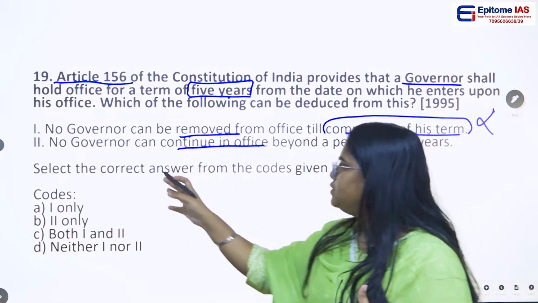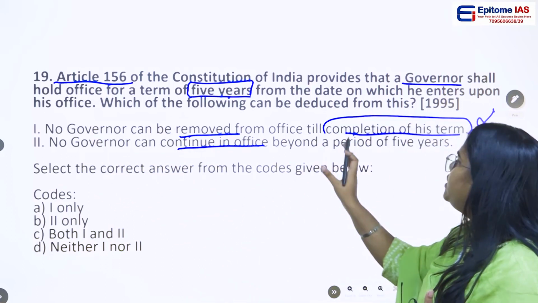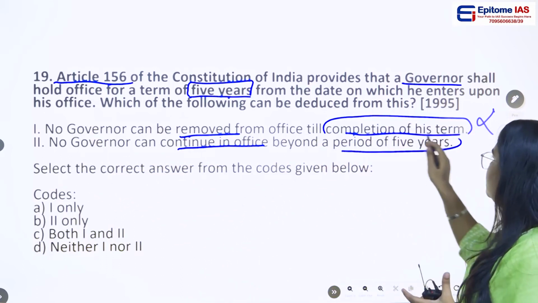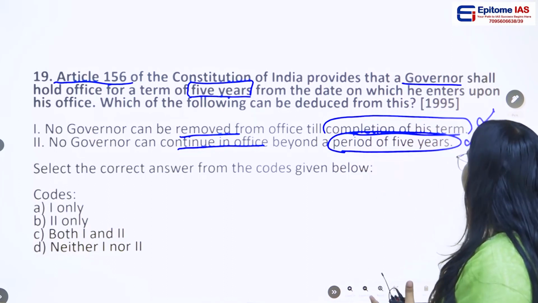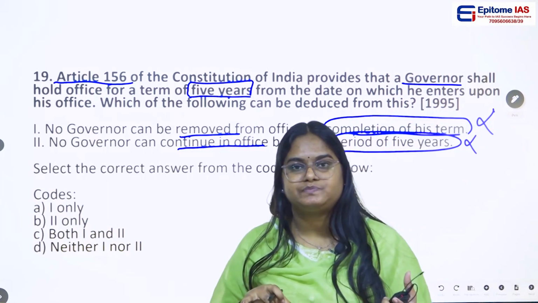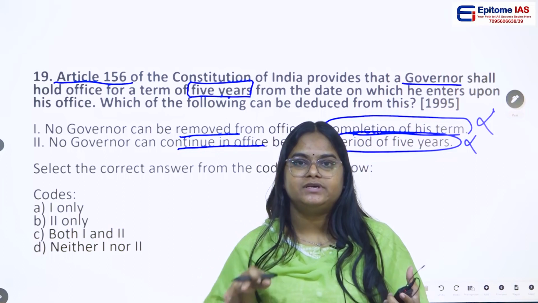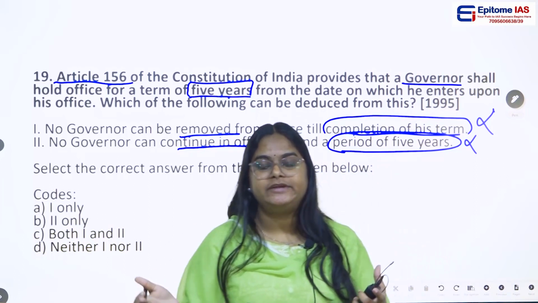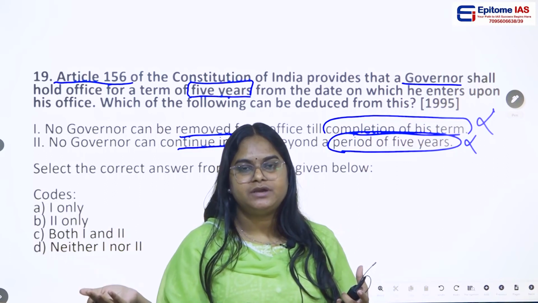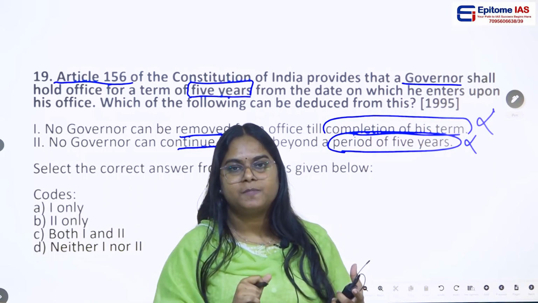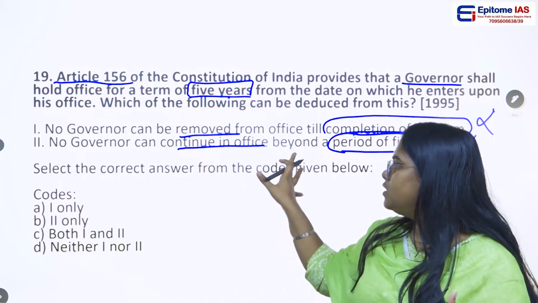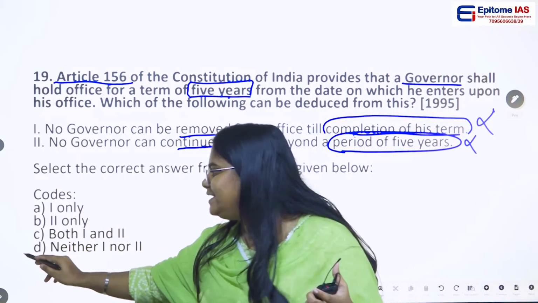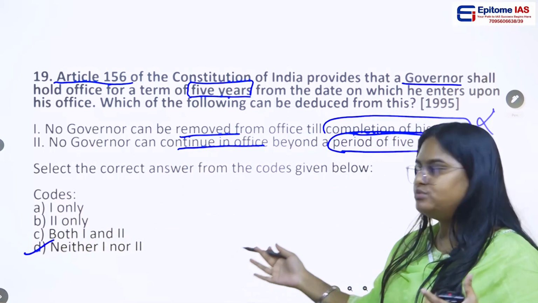Then statement 2, no governor can continue in office beyond the period of 5 years. Again, this is wrong. Why? Because there are cases where even after 5 years, the governor can be reappointed by the President of India. So he can continue his post. So this statement is also wrong. So the answer would be D, neither 1 nor 2.